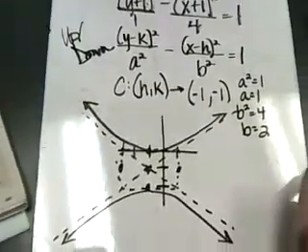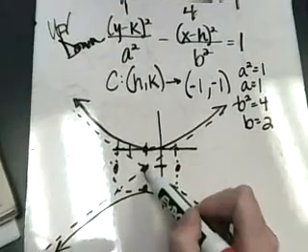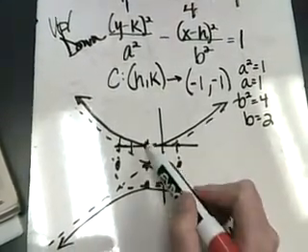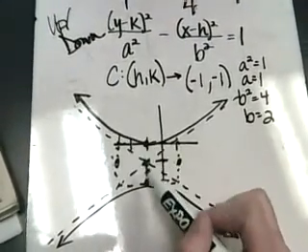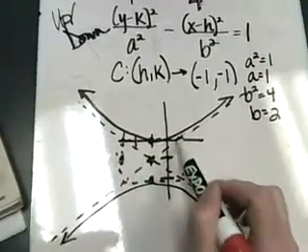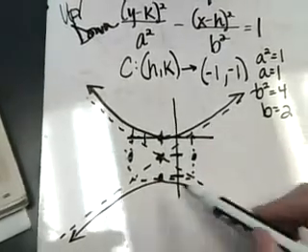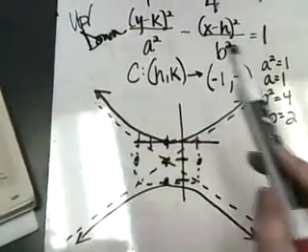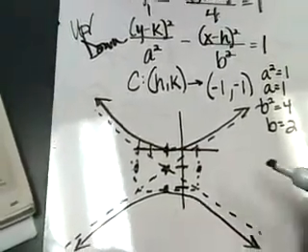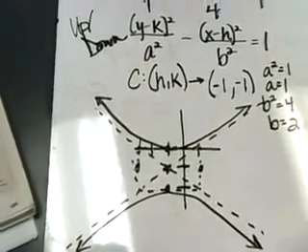All right, so that's example 4. Plot your center, find your A and your B so you know your co-vertices and your vertices. You draw your box and your asymptotes, then you're ready to draw your hyperbola, whether it's up or down or left and right. And that was the first thing we decided. We knew it should be up and down.